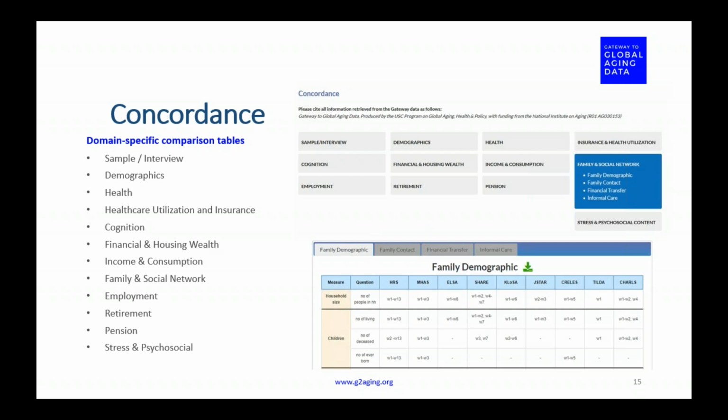There is some cross-study variability, though, in the number of children who have died. So it looks like ELSA didn't ask about the number of children who had died. Neither did JSTAR, which is the Japanese data set, or CORELLS, the Costa Rican data set. And then there's even more variability with the number of children ever born. So not deceased or living, but just ever born. It looks like only three studies here, the HRS, the MHAS, and CORELLS, asked that question. So these can be helpful if you're just getting started on your research and you want to know what's comparable between studies before going through the trouble of applying for and downloading a data set and understanding that study in particular.